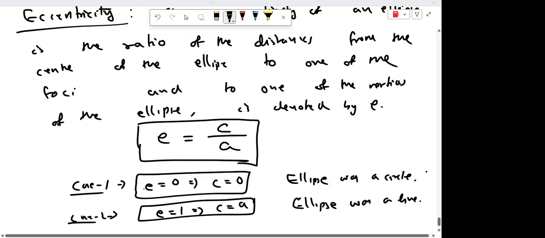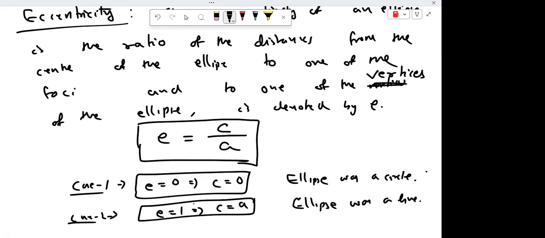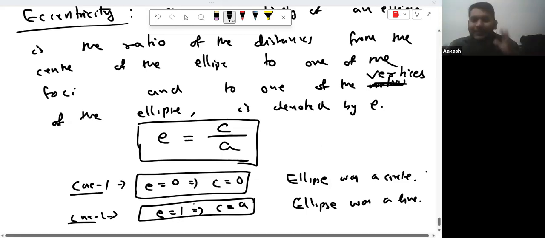So what's written in the third line? Foci and to one of the. Okay, and of the vertices of the ellipse. Oh my god. Okay, let me fix this. I thought that was like notions or something. No, vertices. Okay, yeah. When I was a student, my teacher used to tell me this. Now that I'm a teacher, my students are telling me this. So life is a full circle. Done, sir. Done. Yes, sir.